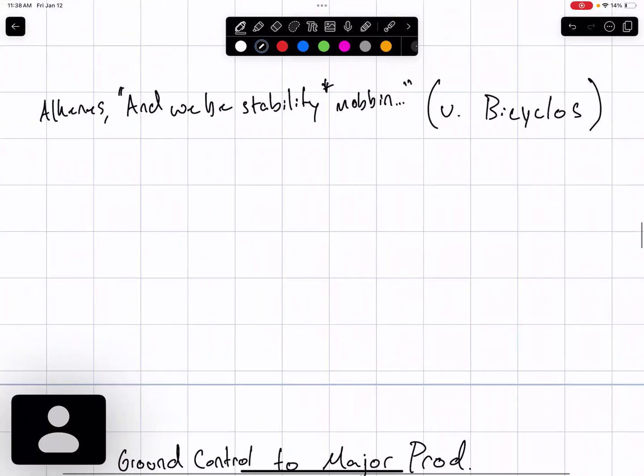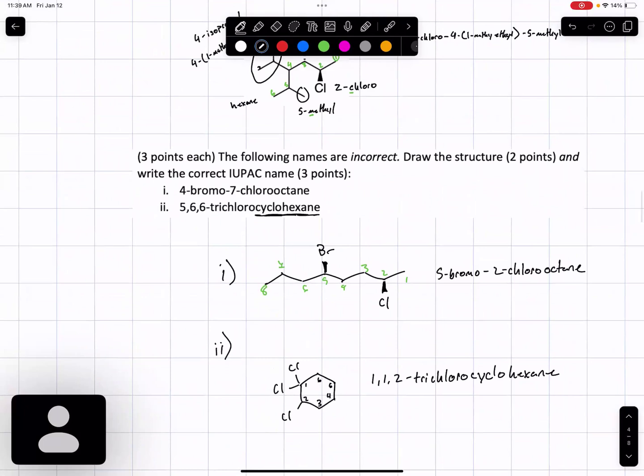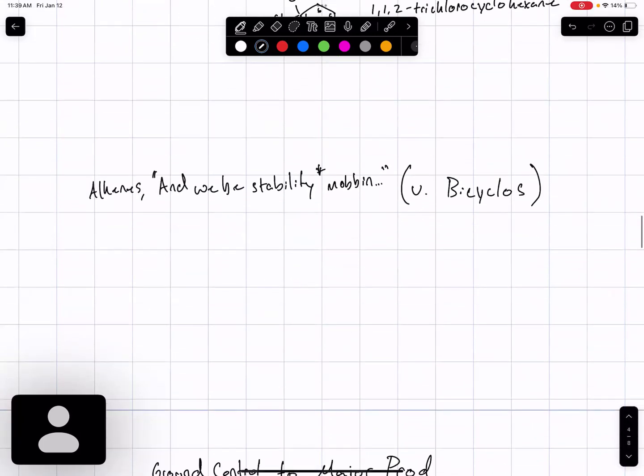This is just a quick stability question. Excuse me, can you just go back to the last question I just did? Yeah, this one? Yeah, I'm just taking a screenshot. All right, okay.